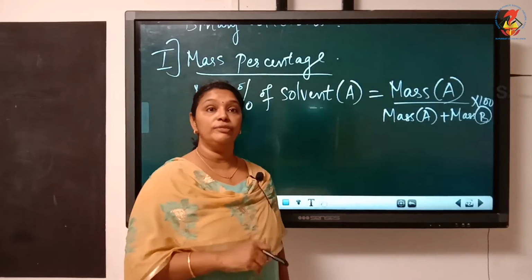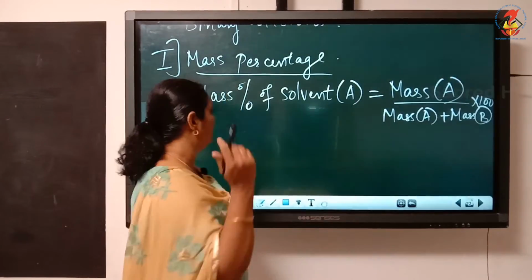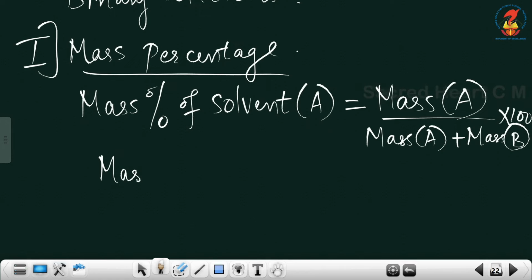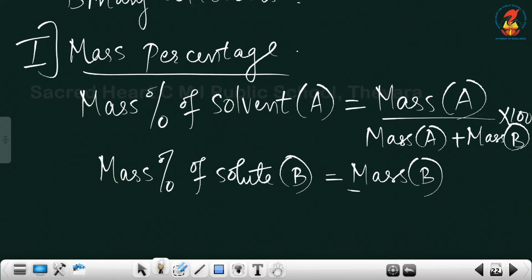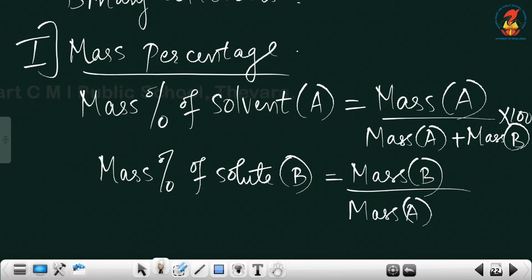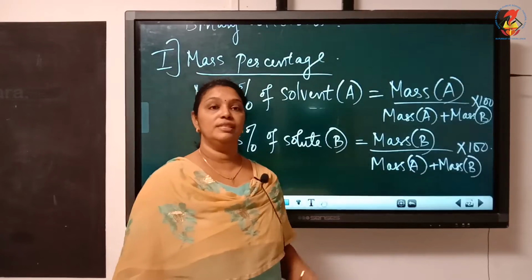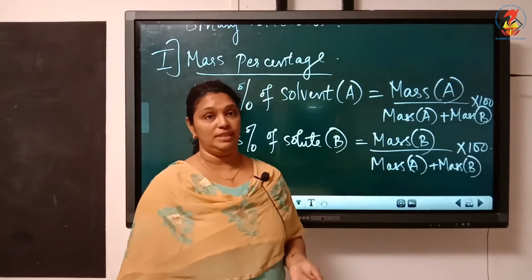Now, suppose we want to find the mass percentage of solute, then the expression will be: mass percentage of solute, solute is denoted by capital B, is equal to mass of solute divided by total mass of solution, which is equal to mass of solvent plus mass of solute, into 100. So, this is the expression to find mass percentage.